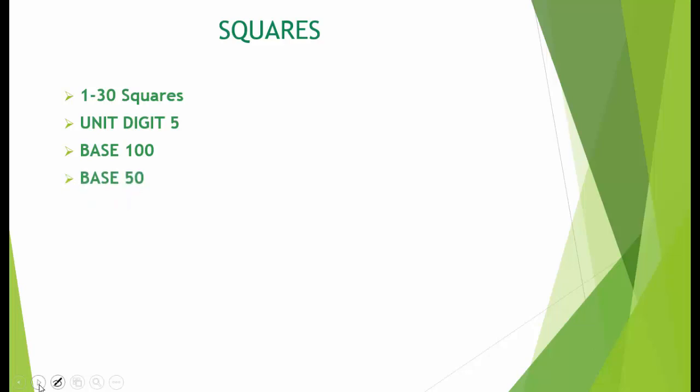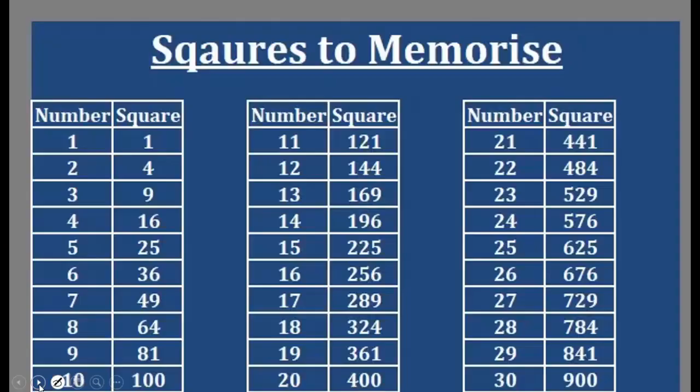Then we will discuss base 50, meaning numbers lying near 50. In this we will discuss the numbers lying between 30 and 75. Then we will discuss base 200, meaning numbers lying nearby 200, and then miscellaneous. Let's start. You have to memorize these squares of the numbers 1 to 30.